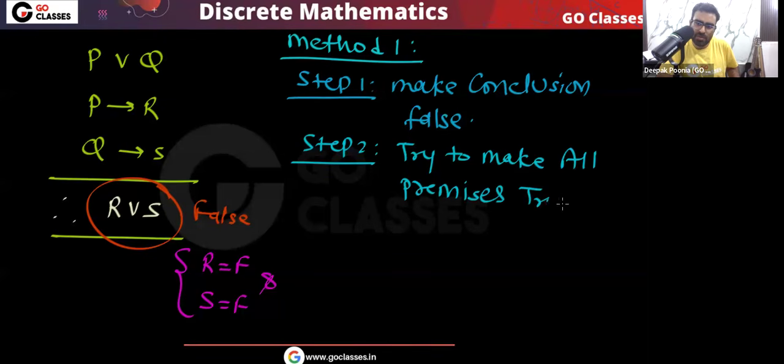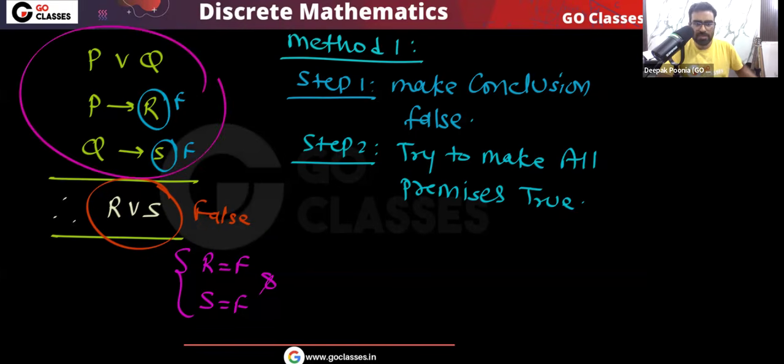All premises true. Okay, so this is what we need to do. Now we will try to make all the premises true. Already remember r is false, s is false. So this r is already false, s is already false. I want to make all the premises true.